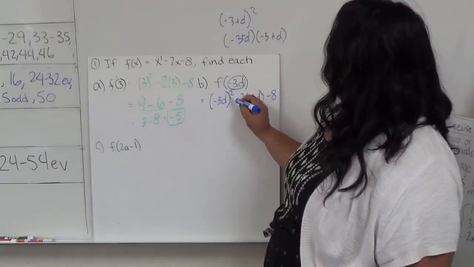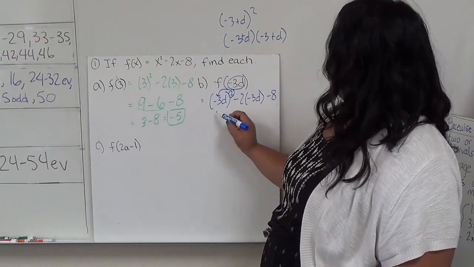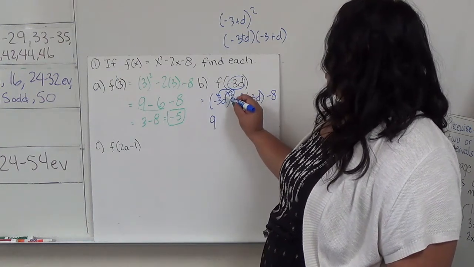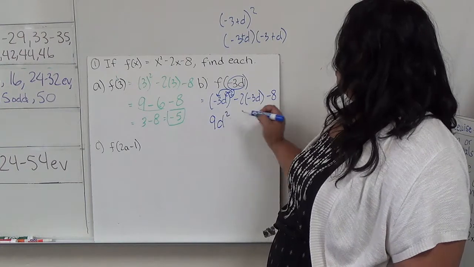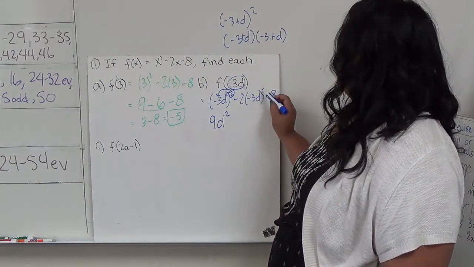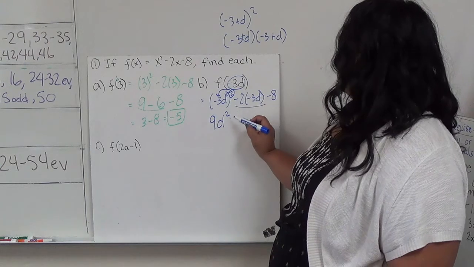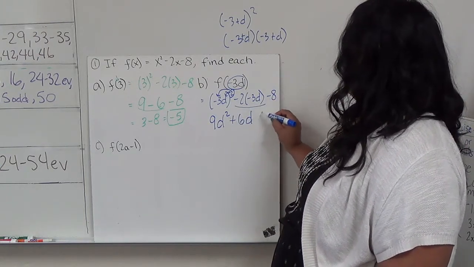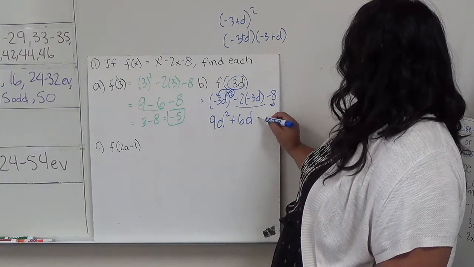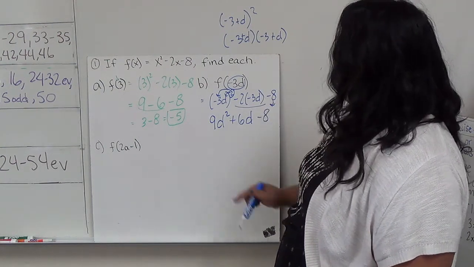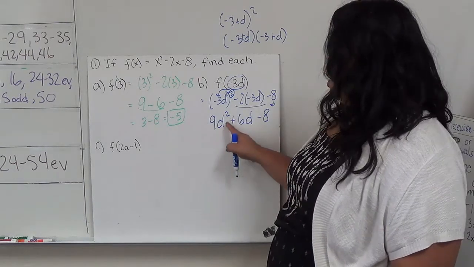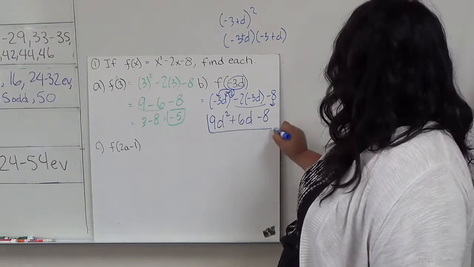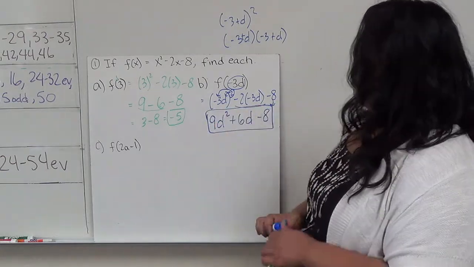There's not, so I can just take this and distribute it to each one. So this would be -3 times -3, which would be +9, and then d squared, right? And then I'd multiply these together, which gives me +6, so +6d. And then I'm going to bring down -8. Now from here, I would combine like terms, but d squared is not a like term with d, and it's not a like term with -8. So because I can't do anything else, this then becomes my answer.